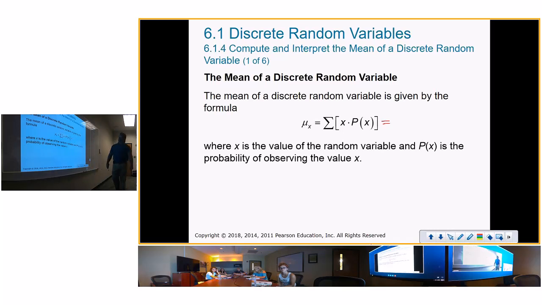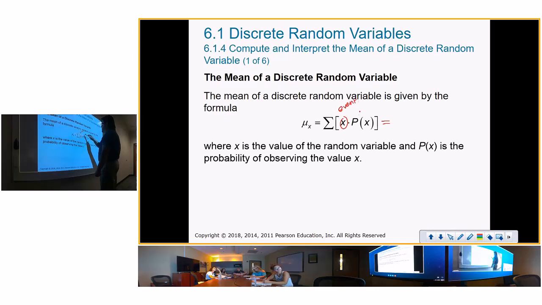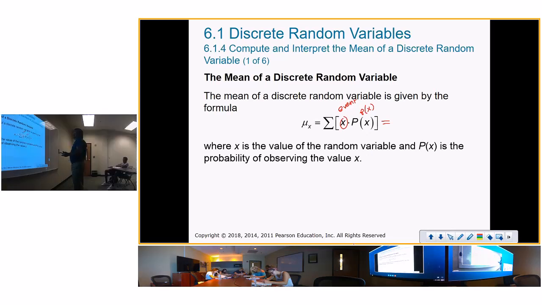All right, so what do I mean here? Well, the X is the event, and the P of X is the probability of the event. So that means I just take the first column and multiply it by the what? By the second column, Hubert. And then add them all up.